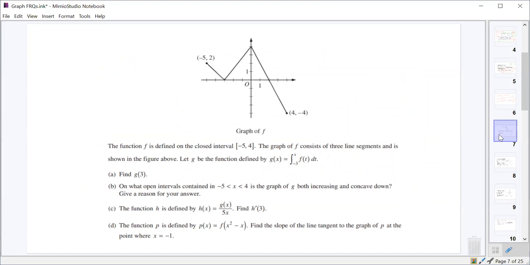All right, last one that we are looking at today. We are given a 3-line segment graph of f, and we're given that g is the integral from -3 to x of f.